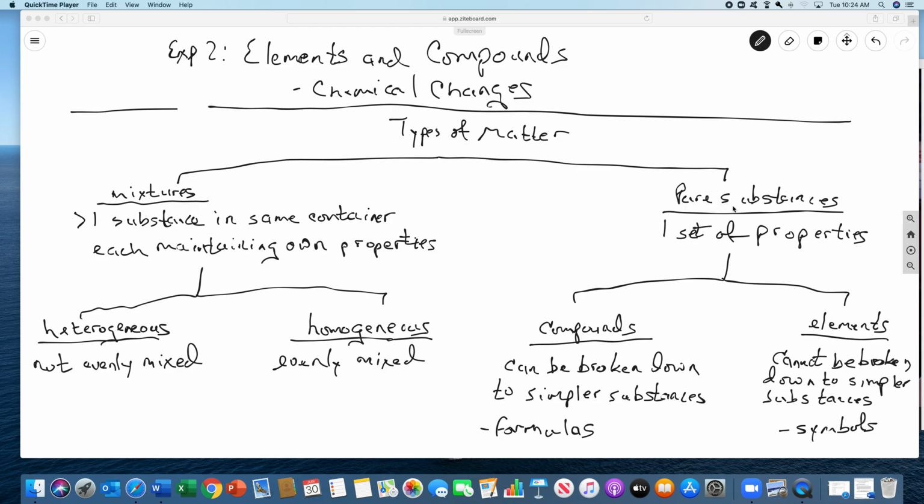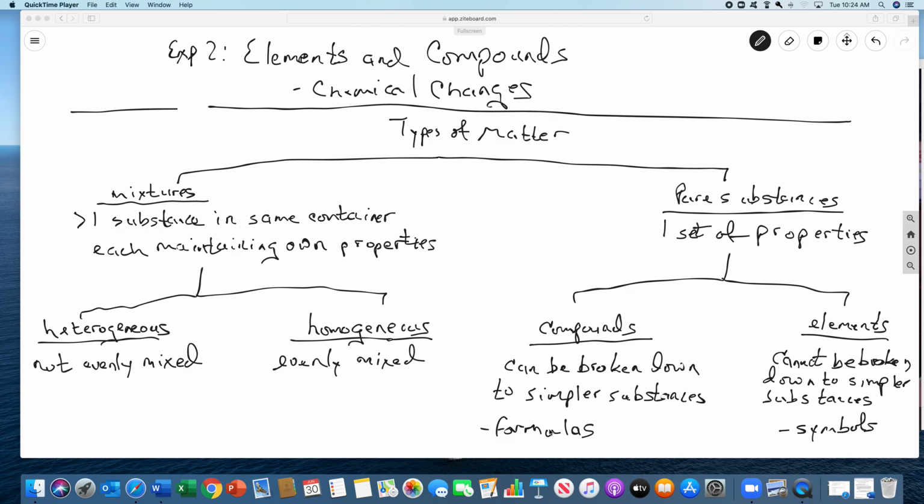Pure substances are one thing. So a pure substance is one thing, and that means it has one set of properties. However, pure substances can be broken down into two subclasses. There are compounds and elements. So a compound is one thing, a pure substance, but it's made from simpler substances. So a compound can be broken down to simpler substances, but because it has one set of properties, it's a little tricky. Basically, you're forming new substances, and so that means you're breaking and forming chemical bonds.